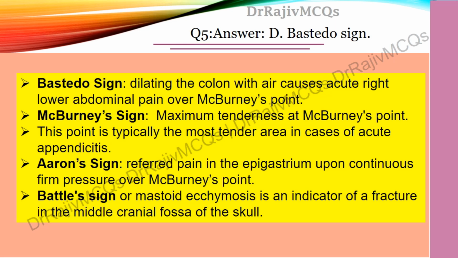Battle sign is also known as mastoid ecchymosis. It is a clinical indicator of a fracture of the middle cranial fossa of the skull. This sign manifests as bruising over the mastoid process. It typically appears 1 or 2 days after the initial trauma. Battle sign can be accompanied by other symptoms such as raccoon sign or bruising around the eyes, clear fluid drainage from the ears or nose, headaches, dizziness, and fatigue.